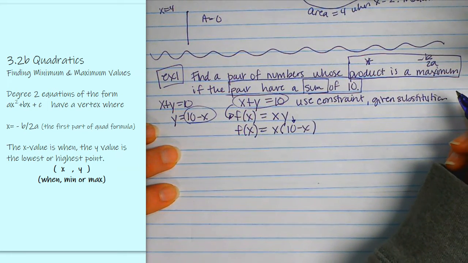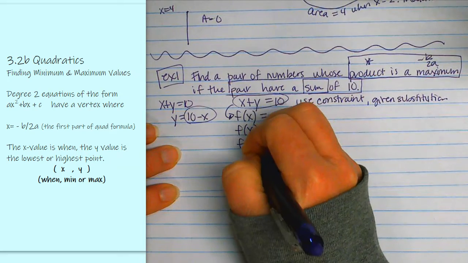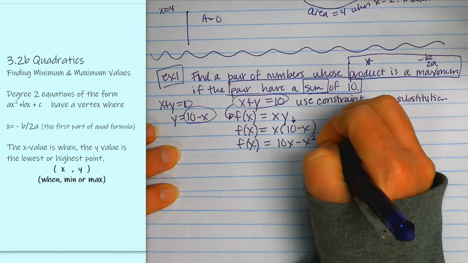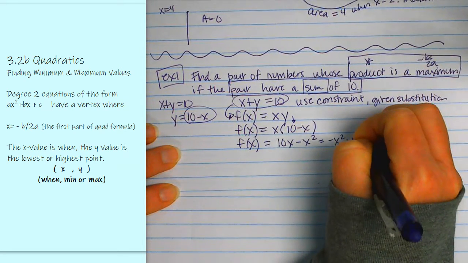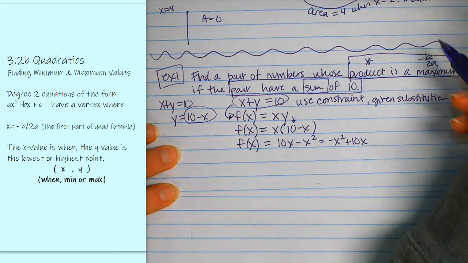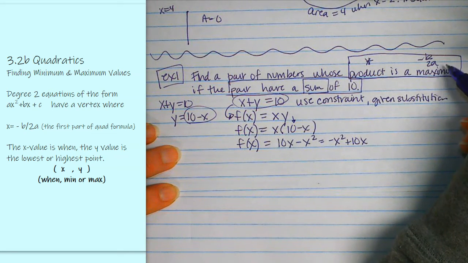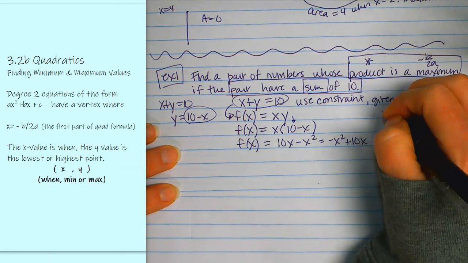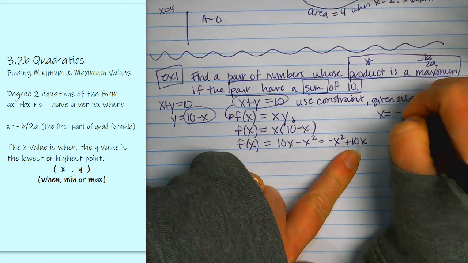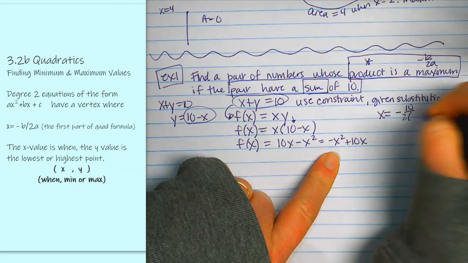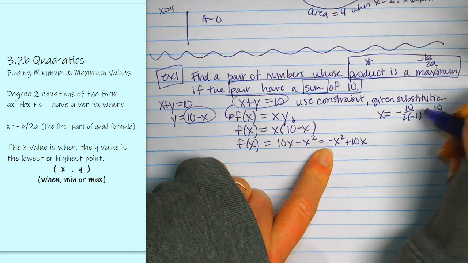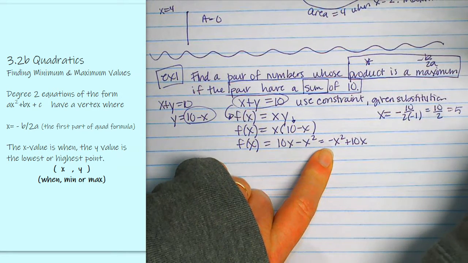Now, why do I want to do that? Because now I can tell that it's a quadratic. If you multiply it out, you have 10x minus x squared, or negative x squared plus 10x, and now we can use the negative b over 2a. This is going to have a maximum where x equals negative b over 2a. So x equals negative b, so 10, over 2 times negative 1, that's 10 over 2 because the negatives cancel each other out, so x is 5.